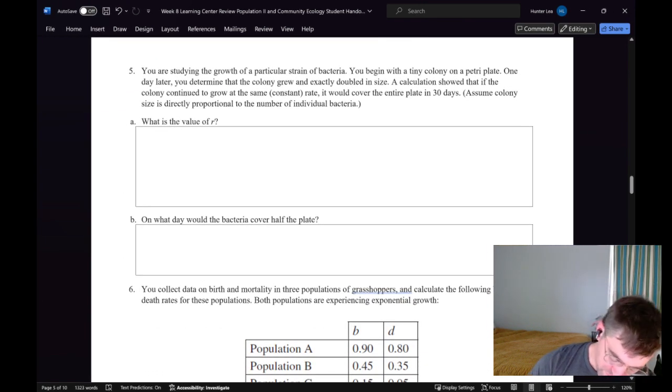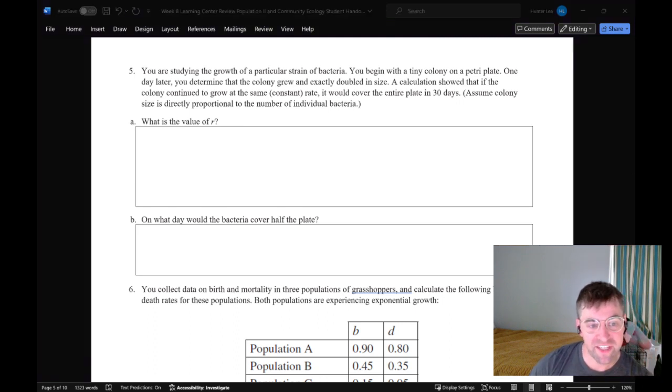You are studying the growth of a particular strain of bacteria. You begin with a tiny colony on a petri plate. 1 day later, you determine that the colony grew and exactly doubled in size. A calculation showed that if the colony continued to grow at the same constant rate, it would cover the entire plate in 30 days. Assume colony size is directly proportional to the number of individual bacteria. What is the value of R?